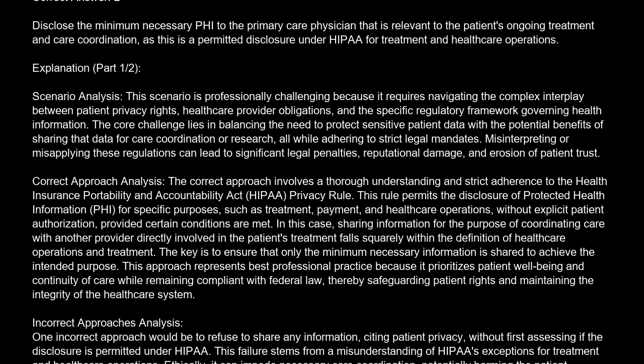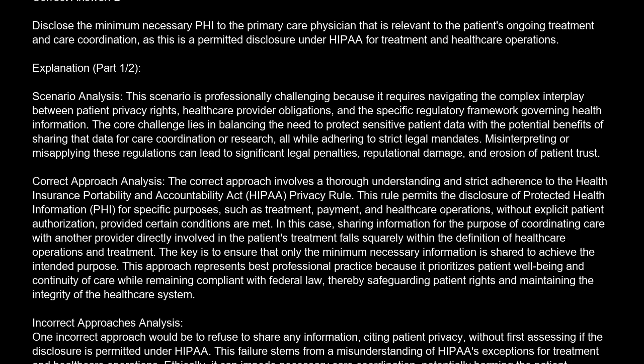Explanation. Scenario analysis. This scenario is professionally challenging because it requires navigating the complex interplay between patient privacy rights, healthcare provider obligations, and the specific regulatory framework governing health information. The core challenge lies in balancing the need to protect sensitive patient data with the potential benefits of sharing that data for care coordination or research, all while adhering to strict legal mandates. Misinterpreting or misapplying these regulations can lead to significant legal penalties, reputational damage, and erosion of patient trust.